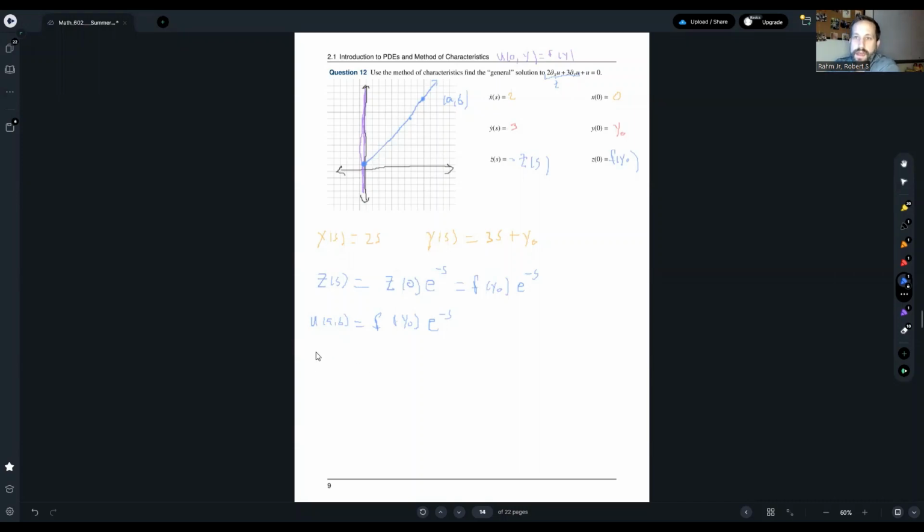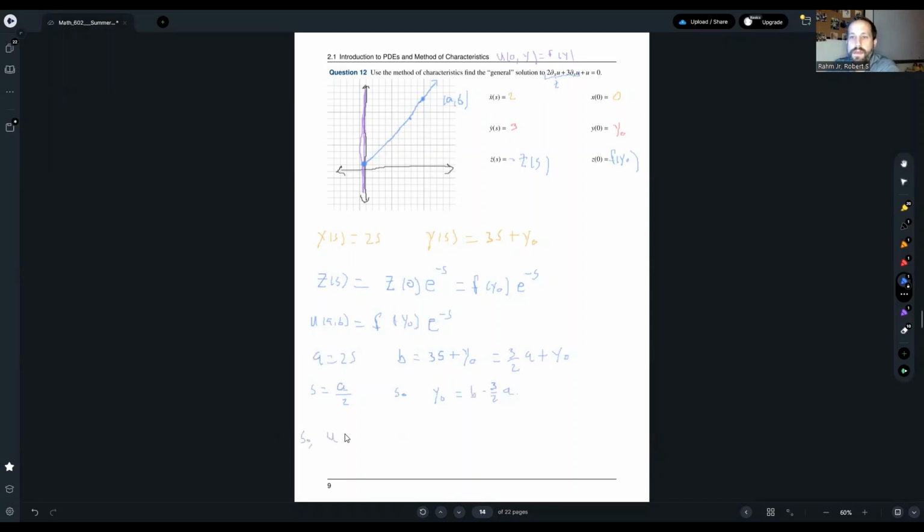So a is equal to 2s and b is equal to 3s plus y naught. Well, this equation here tells me that s is equal to a over 2. So b is going to be 3/2 a plus y naught. So then y naught is equal to b minus 3/2 a.